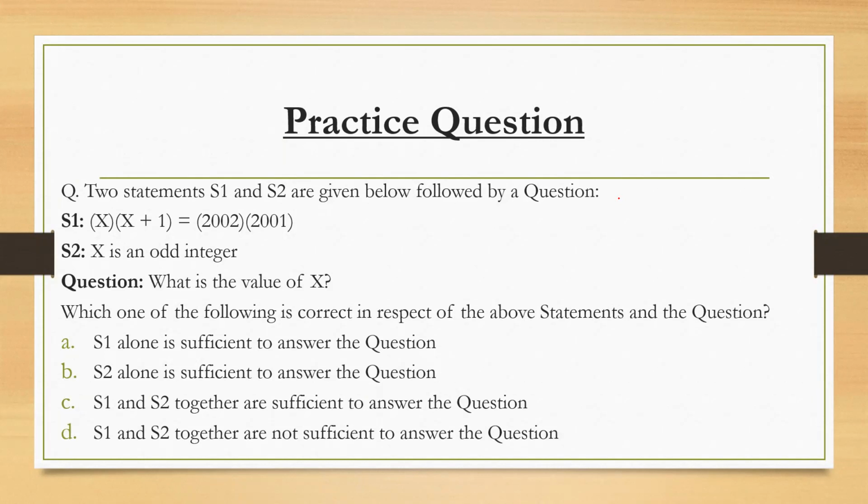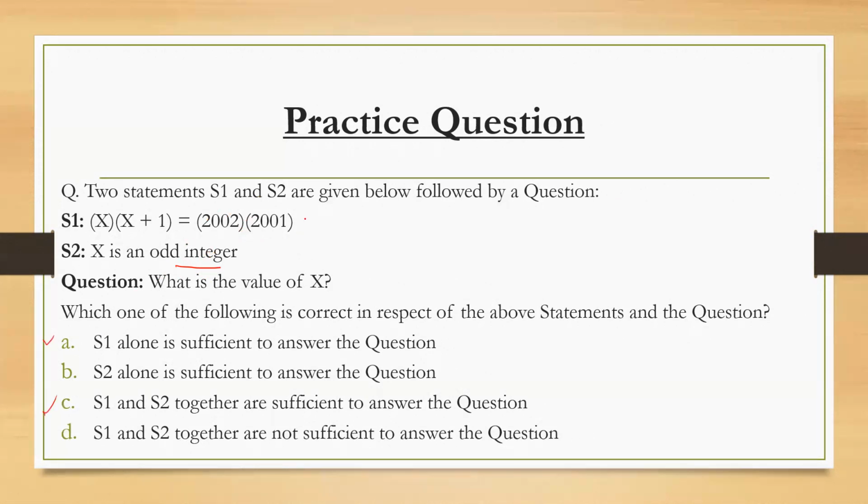Independently sufficient. Okay. If independently, it will not be there, right? Because x is an odd integer. What is the value of x? So odd integer could be anything. No, could be 1, 2, 3, 4. No, sorry, 1, 3, 5. Okay. All right. So there is doubt between A and C.